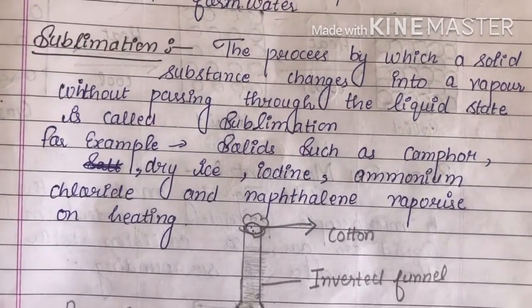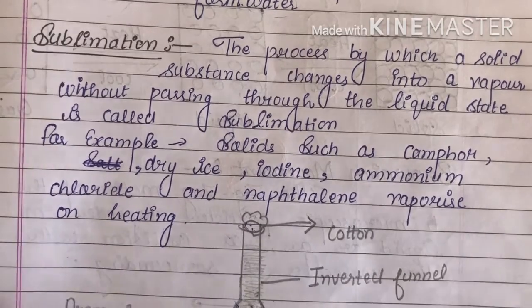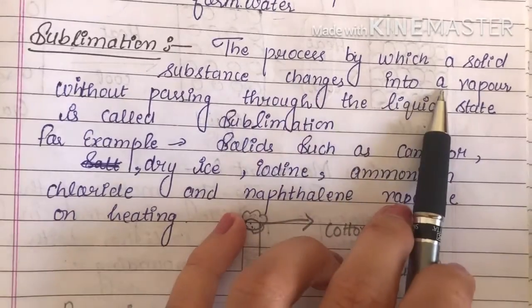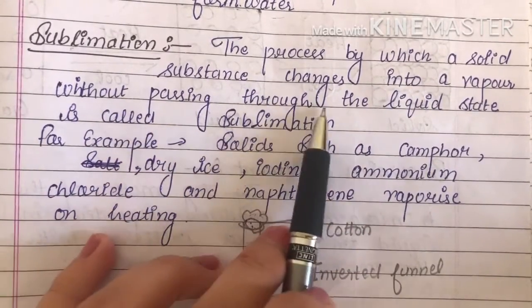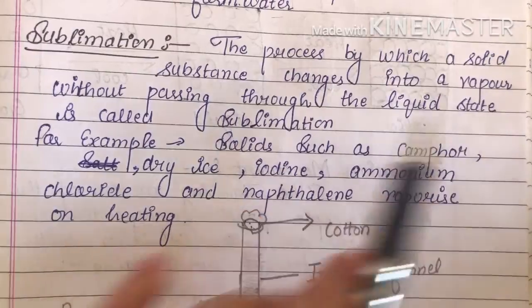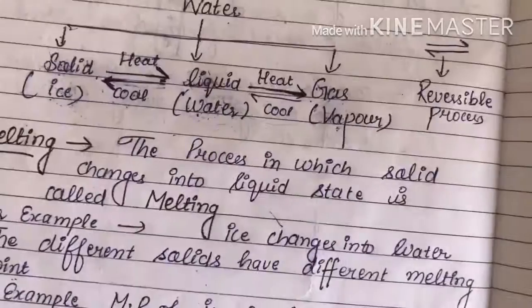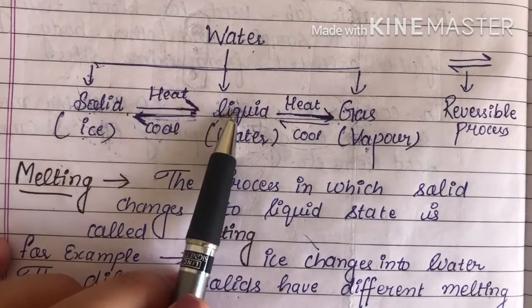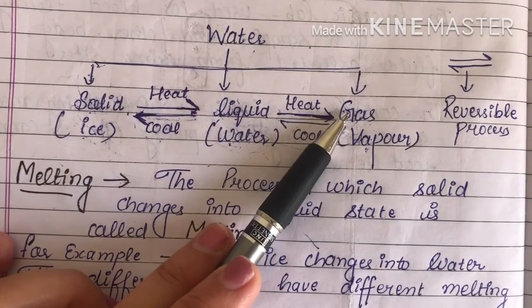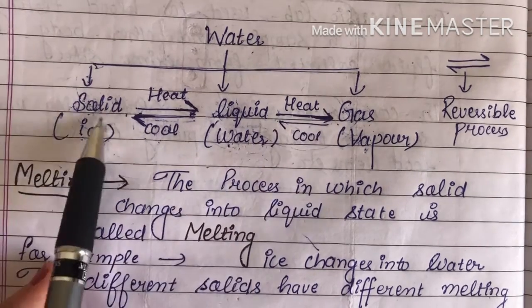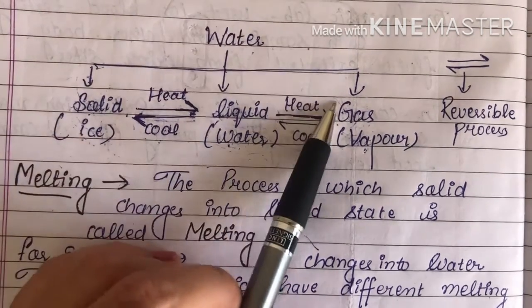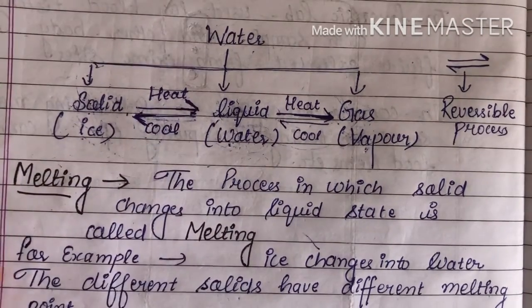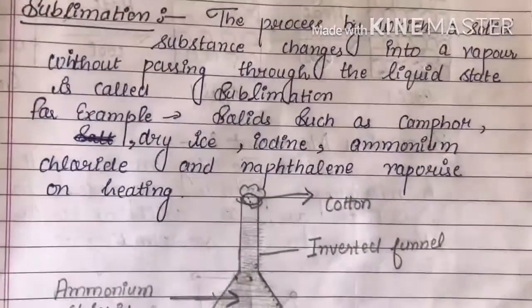Next one is sublimation. What do you mean by sublimation? The process by which a solid substance changes into vapor without passing through the liquid state is called sublimation. Here you can see the solid first changes into liquid, then the liquid changes into the gaseous state. But in sublimation, what will happen? Solid directly changes into the gaseous state without passing through the liquid state. So this is the process of sublimation.